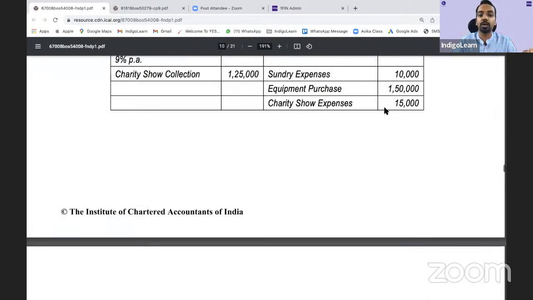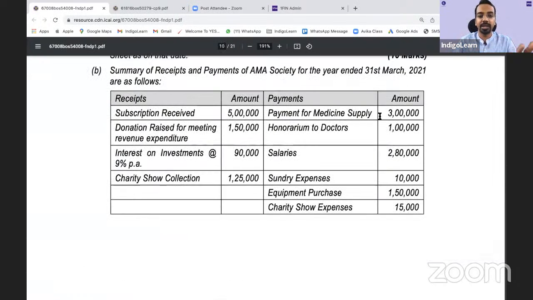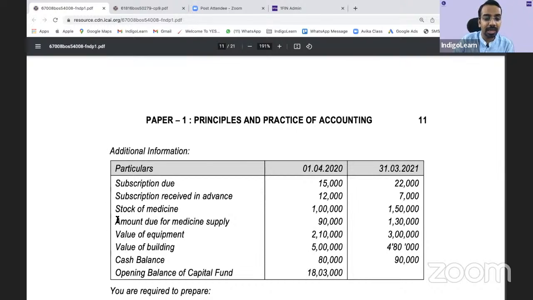Now, sometimes in a hurry, what would you do? They have said payment for medicine supply, so you take this much as the medicine purchased. Opening plus purchase minus closing is the consumption. That is the mistake we can make if we are in a hurry. This says only payment, and because there are amounts due, there are creditors for medicine supply. You have to adjust the payment that has been made, identify how much has been purchased, and then from those purchases you can calculate the consumption.